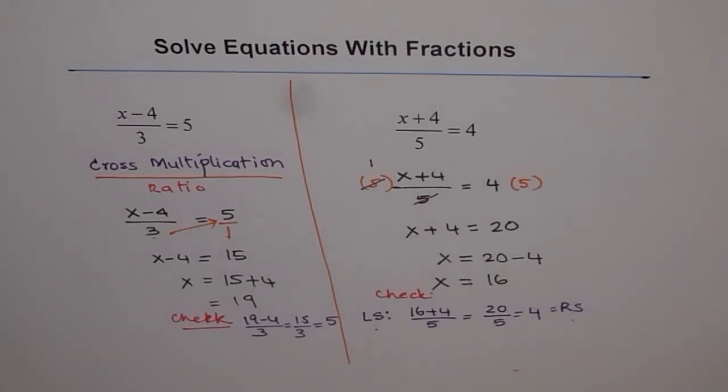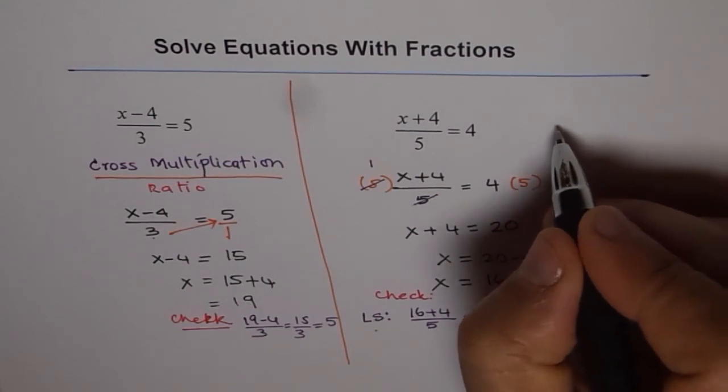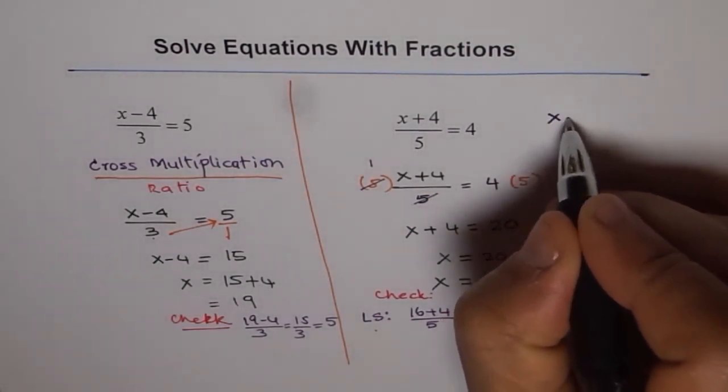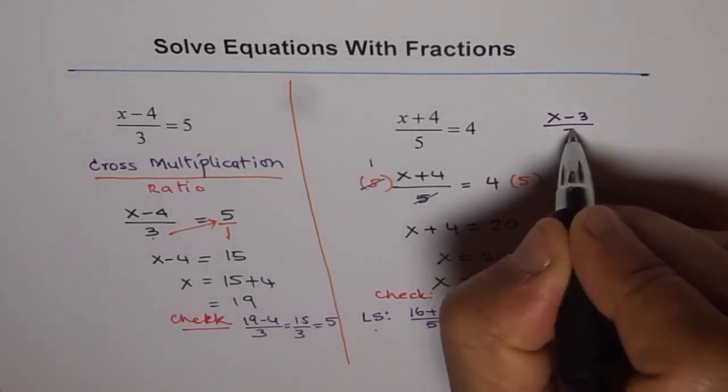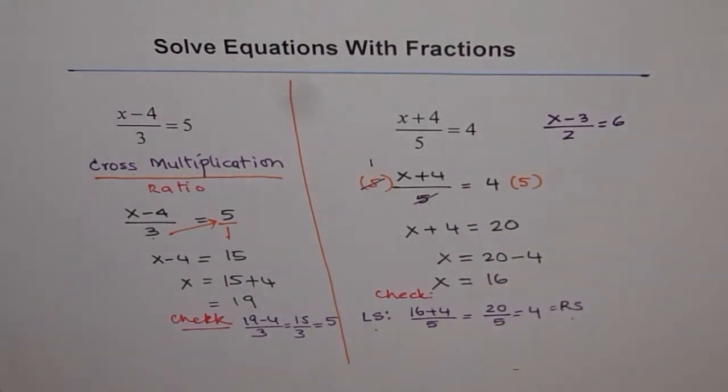I hope you appreciate both the methods which I have done. Both are correct and they lead to the correct answer. Steps are similar: somehow we have to get rid of the fraction. Here by cross multiplying you can get rid of fractions, correct? So you can try a problem on your own, and let the problem for you be (x - 3) divided by 2 equals 6. Okay? Thank you.